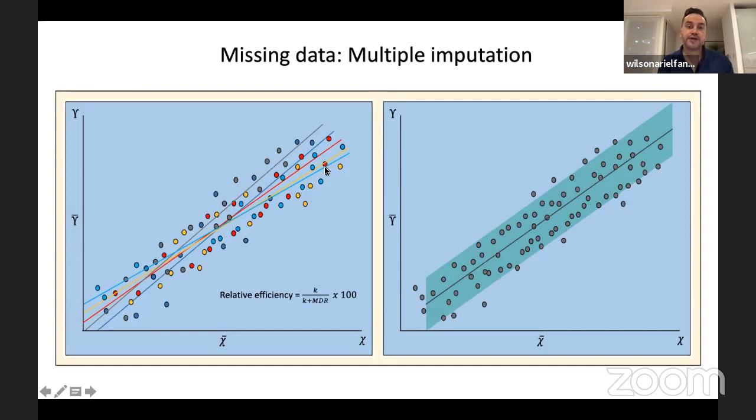But how many regressions or how many data sets are recommended? So it depends on your proportion of missing data. If the proportion is really high, it's usually recommended to have more data sets. But generally speaking, 5 data sets is enough if you have, let's say, 20% of missing data. But if you have more, you could go up to 20. So between 5 and 20, you will be fine.